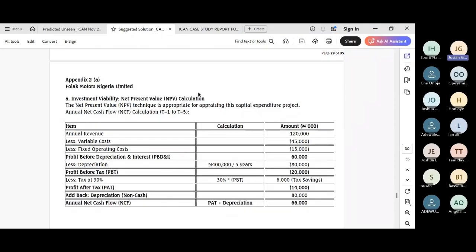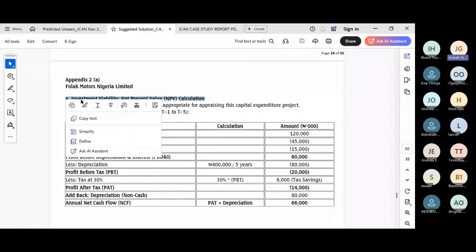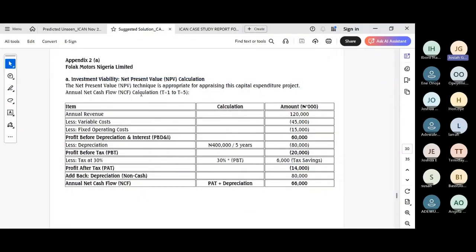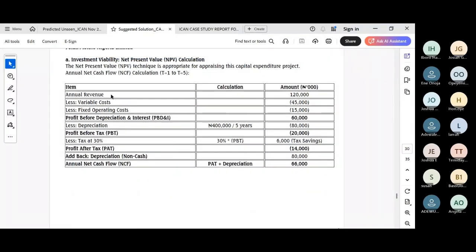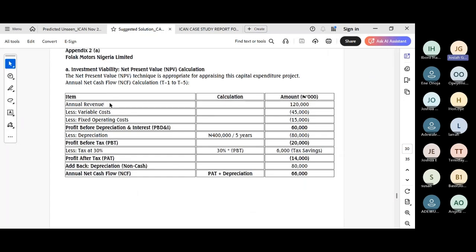So from our computation, we have the investment viability. We're trying to calculate the net present value. So the first thing is to take our annual revenue of 120 and get the variable cost. So our contribution is always sales minus variable cost. So we have our annual revenue of 120, less variable cost, less fixed operating cost. And we come up with profit before depreciation, interest and taxation, which is 60.